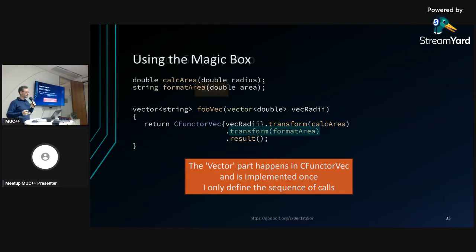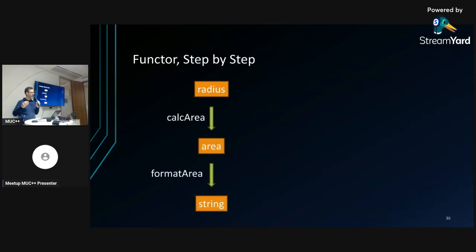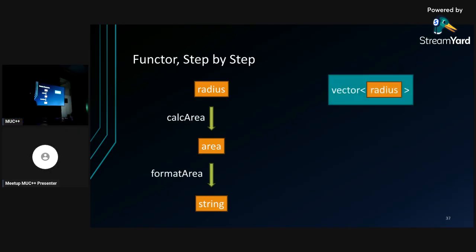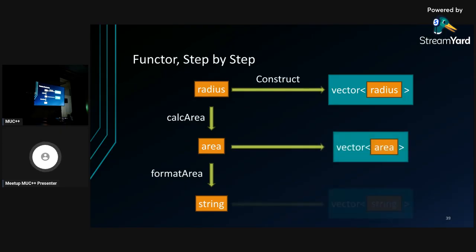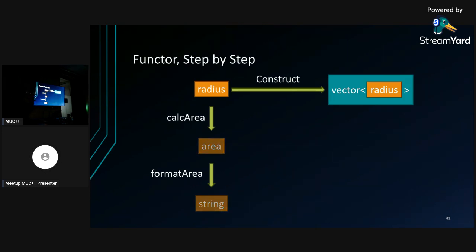But what goes on in detail? We will start just from the radius. So we can calculate the area and we can format the area. Nice and easy. Oops. Should I be worried or is it all right? Okay, let's look at the vector side of things. We can construct a vector from a radius or multiple radii, and we could do the same for area and string, but that's not what we're interested in. So let's start again from the vector of radii.